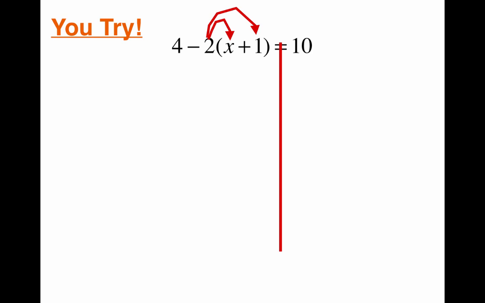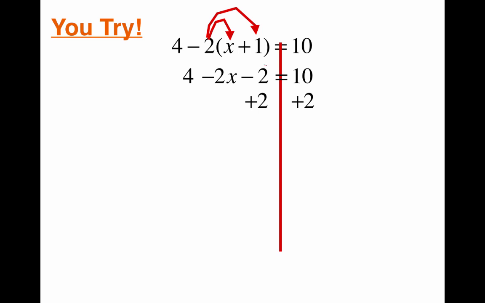Your mind sees it. Your eyes like see the 4 take away 2 and you want to combine it. Don't do it. Do your distributive property first. Negative 2x plus, or I guess minus 2 is what you'd end up with. That 4 is just out in front. So it equals 10 and you still got that 4. Now you can solve. Okay, so that 4 is just there. Let's add the 2 to the other side.